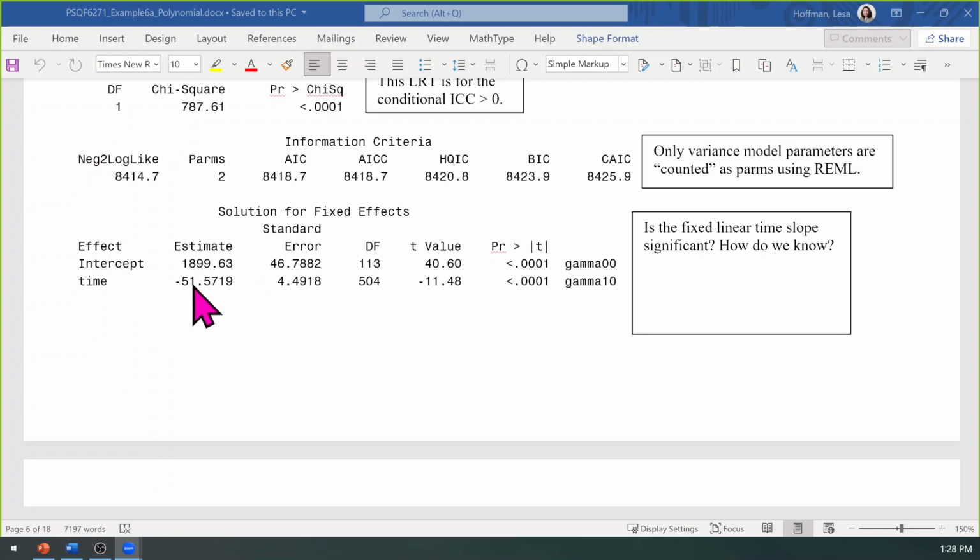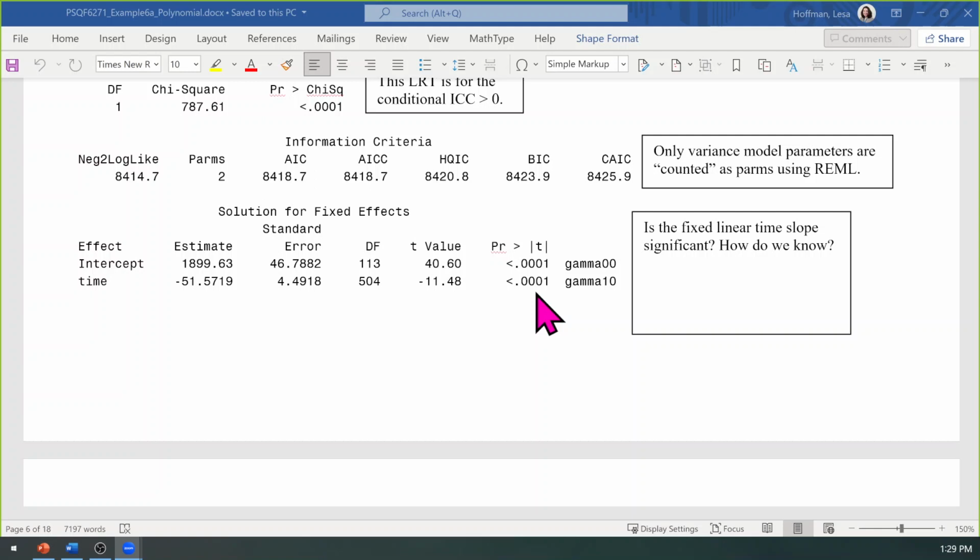So then we have our fixed slope. Slope estimate is minus, so we'll call that minus 52. So on average, people are getting faster by 52 milliseconds a session, according to this model. And my question over here in the box, is this fixed linear time slope significant, and how do we know? Yes, p-values. Yeah, not a coincidence that the box is right next to the answer.